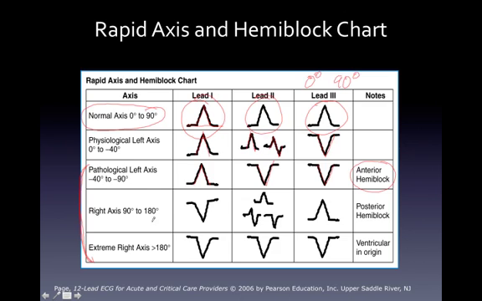A right axis deviation, positive 90 degrees to positive 180, is going to give us a negative deflection in lead 1. In lead 2, we can come up with three different options: positive, biphasic, or negative. And in lead 3, we're going to have a positive. So no two patterns are the same. This would also be indicative of a posterior hemiblock.